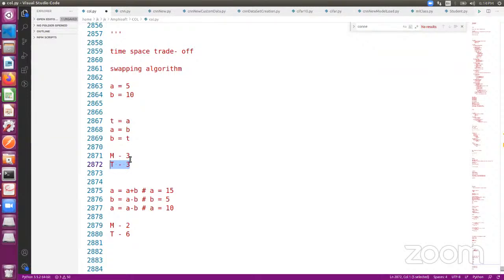If you see in algorithms, we have a concept called dynamic programming. In dynamic programming, most of the time we will be using this time-space trade-off only. While coming to dynamic programming, I'll explain much more clearly.